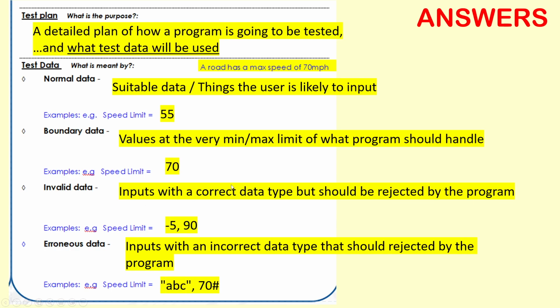Invalid, correct type of data, but that should be rejected. For example, -5 or 90, well beyond the boundaries. And erroneous, inputs with the incorrect data type that should be rejected. For example, ABC or 70 hashtag with an invalid character. Checking your answers now, please.